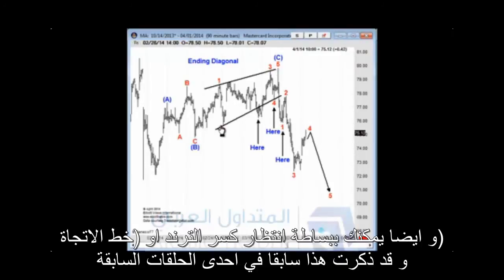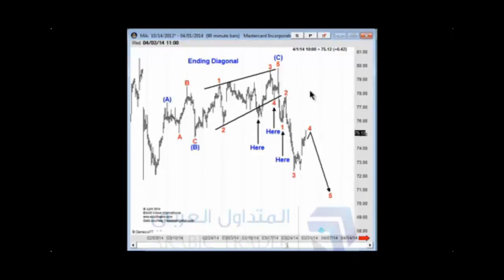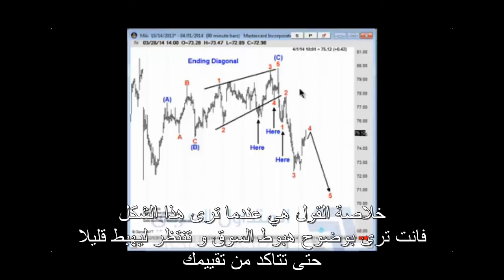You also could have simply waited for a break of the 2-4 trend line. That's something that I mentioned in some of my webinars. But bottom line, what you're doing with this approach is you're looking for the market to go down, and you're waiting for the market to go down to confirm your assessment.